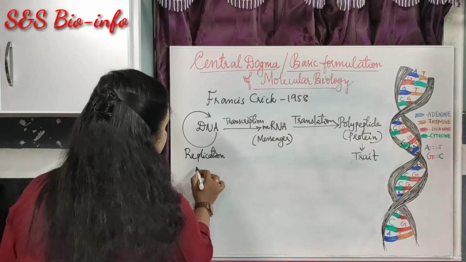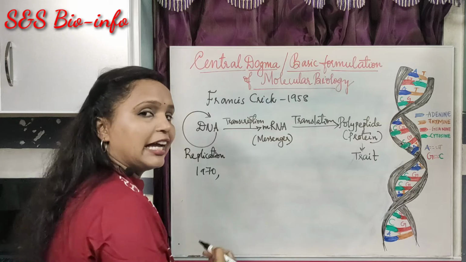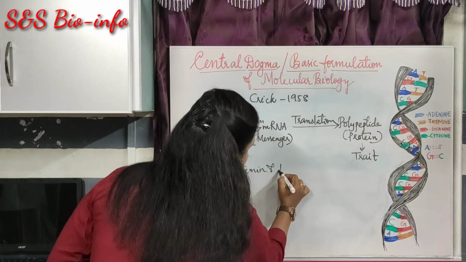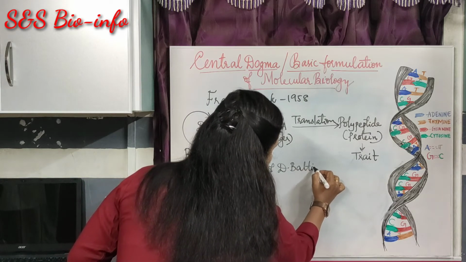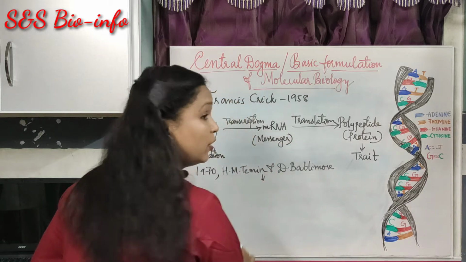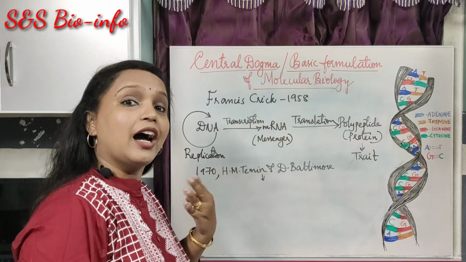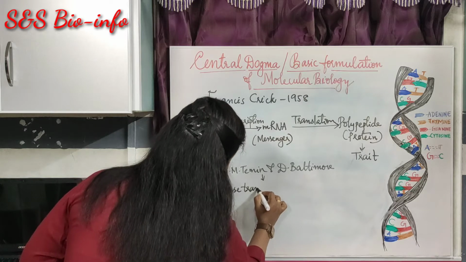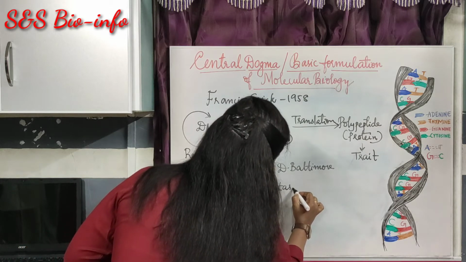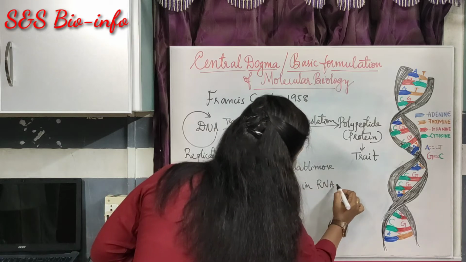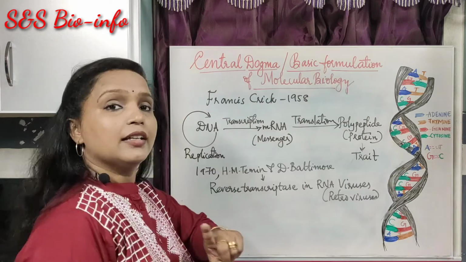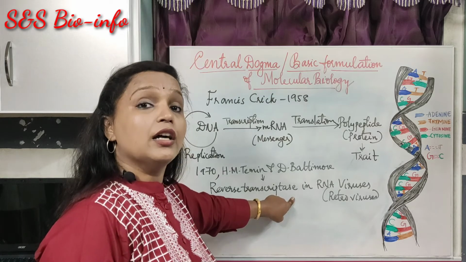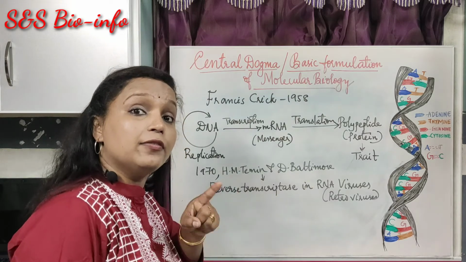Later on in 1970, 2 scientists named H.M. Temin and D. Baltimore discovered the reverse transcriptase enzyme in RNA viruses, a group of RNA viruses, retroviruses. They discovered that the reverse transcriptase performs the central dogma of molecular biology in reverse by synthesizing DNA from RNA.